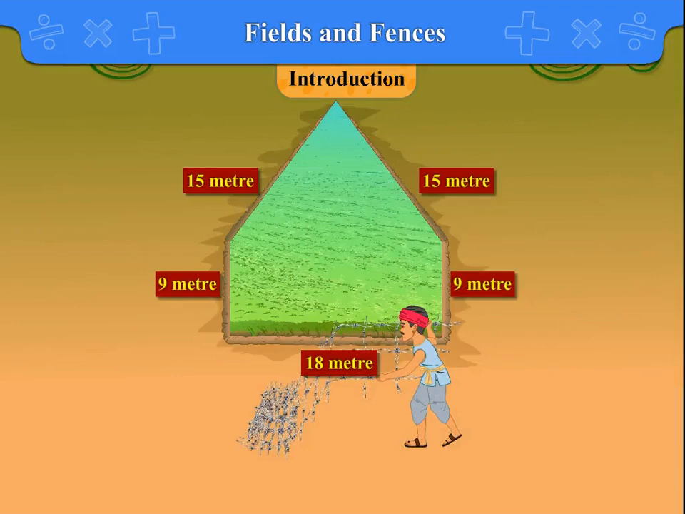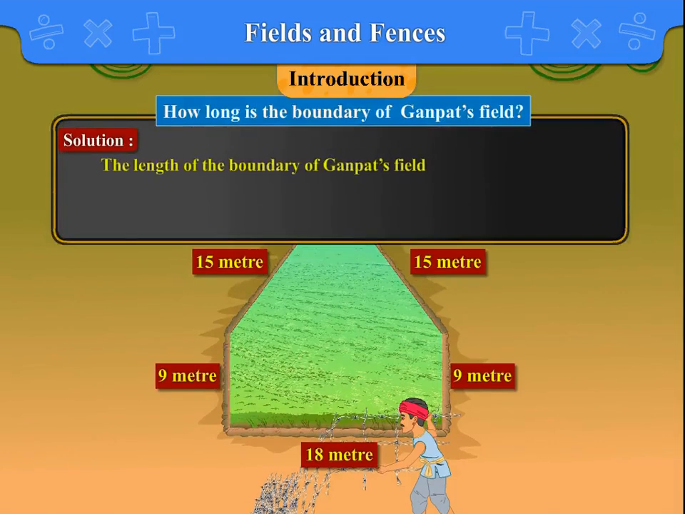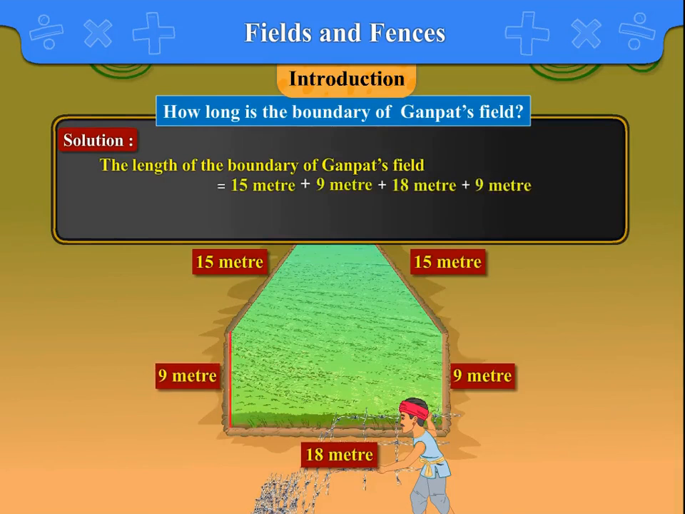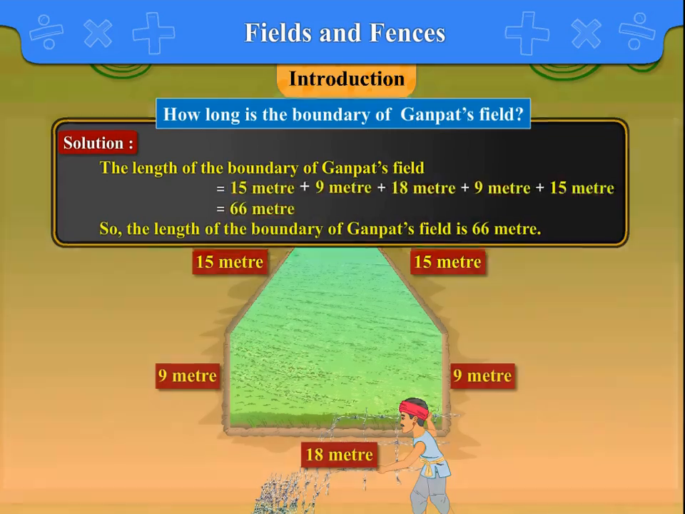The picture of Ganpat's field is shown here. The length of each side is written near it. How long is the boundary of Ganpat's field? The length of the boundary of Ganpat's field is equal to 15 meter plus 9 meter plus 18 meter plus 9 meter plus 15 meter, which is equal to 66 meter. So, the length of the boundary of Ganpat's field is 66 meter.